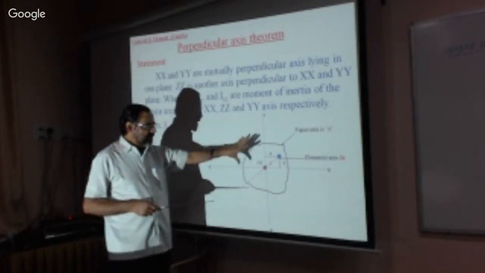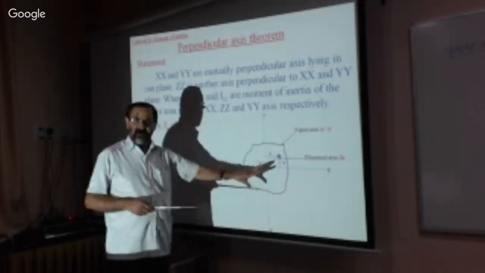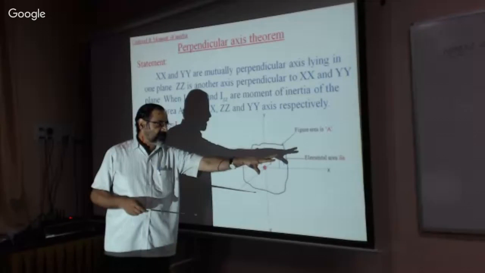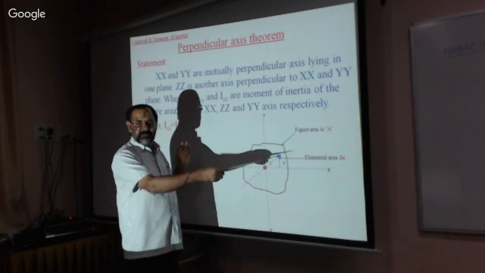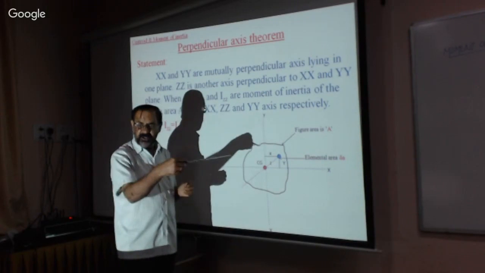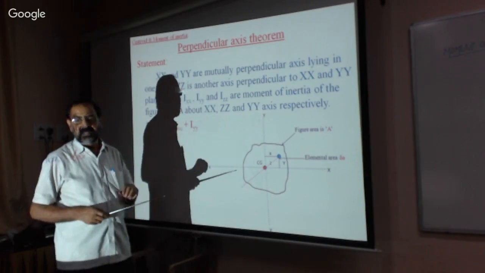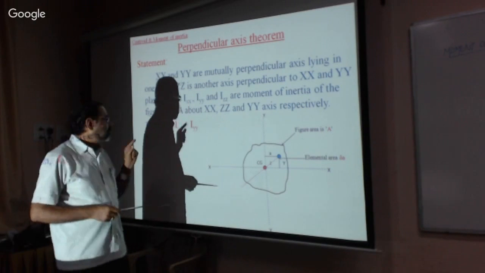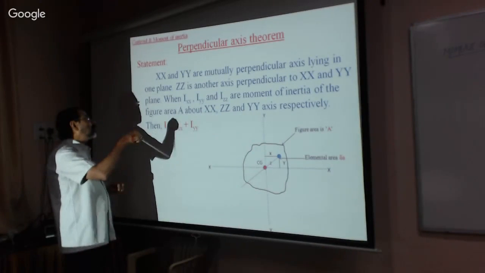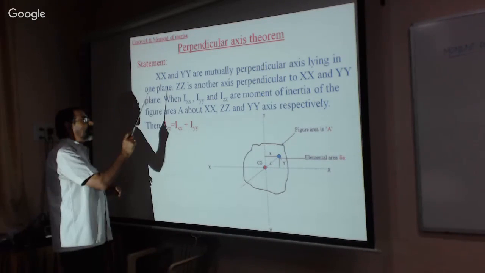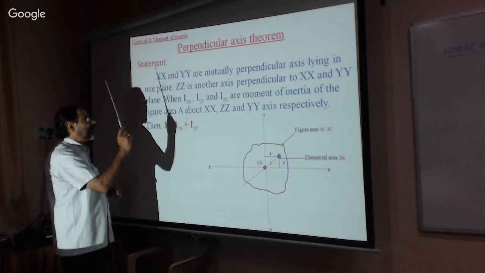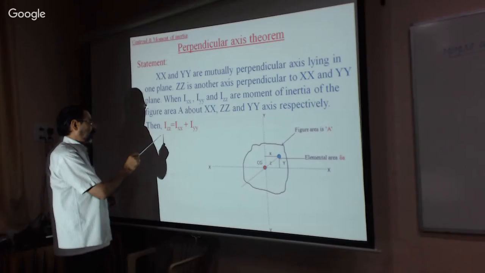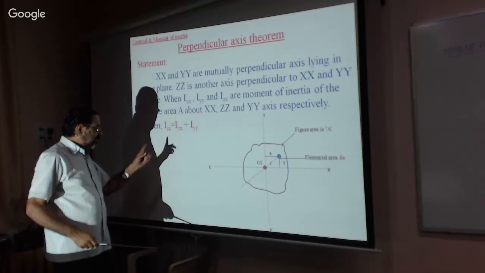First you have to understand what the figure is, what the centroid is, which is the x-axis, which is the y-axis and which is the z-axis, and what Ix is, what Iyy is and what Izz is. Now we want to prove this statement according to the perpendicular axis theorem: Izz is equal to Ix plus Iy. Let us see how to prove it.